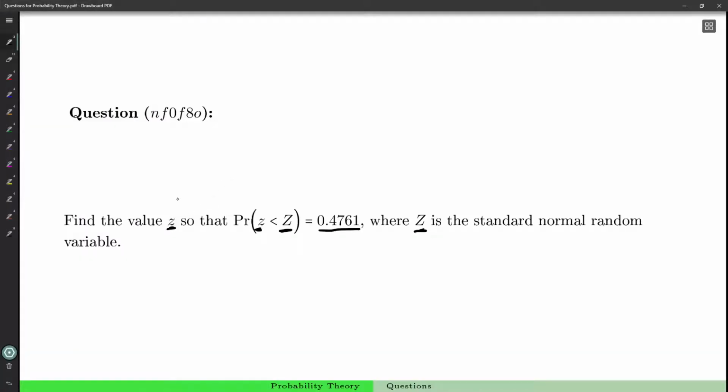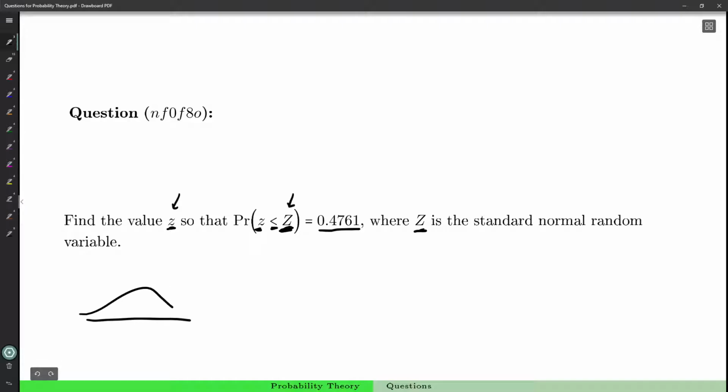Now we want to find this little z here. And all we know is this probability. What I like to do is draw a little picture representing what we currently have. Now, the capital Z is greater than the little z. It's not that it's over here on the right, it's just that it's greater than the little z.